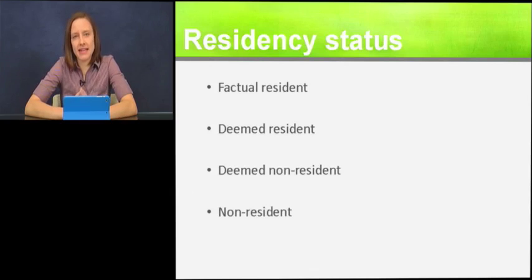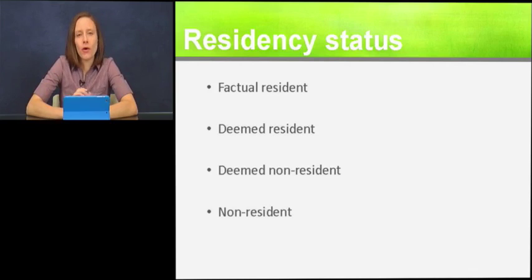The residency status of an individual who leaves Canada is determined on a case-by-case basis. An individual may be a factual resident, a deemed non-resident, or a non-resident. If an individual becomes a non-resident during the year, then they would be a part-year resident and are considered to have emigrated from Canada. On the other hand, if the individual becomes a resident during the year, they are considered to have immigrated to Canada for tax purposes. This applies to both newcomers and returning residents.